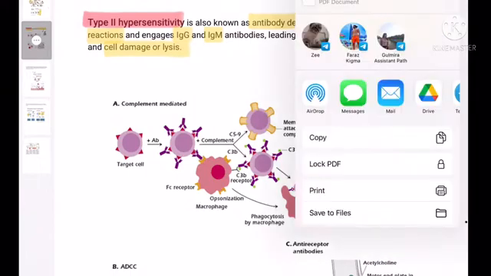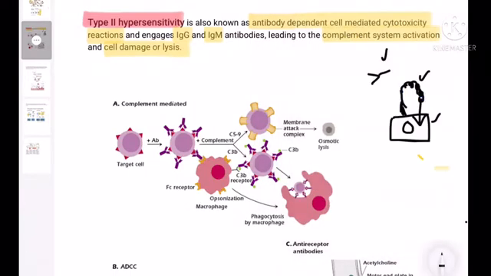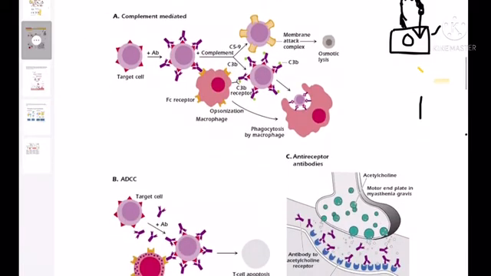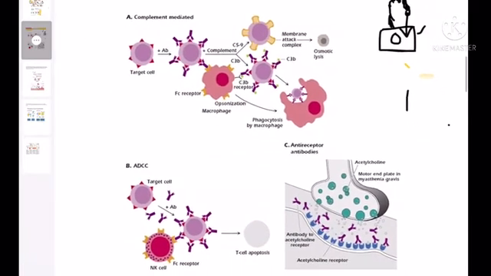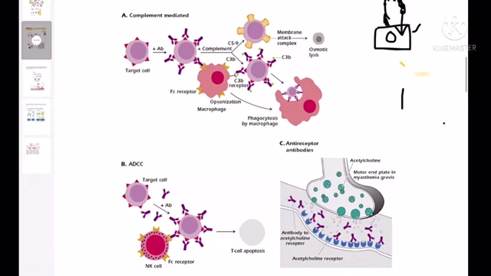So the diagrammatic presentation will show you two mechanisms.